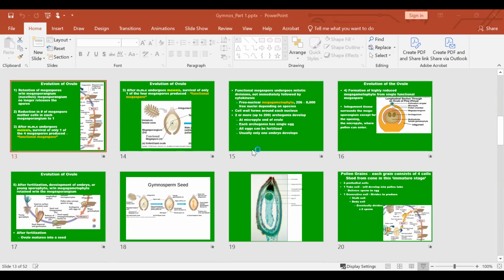And the job of the megagametophyte is to make gametes. So in this case, to make egg inside the archegonium.